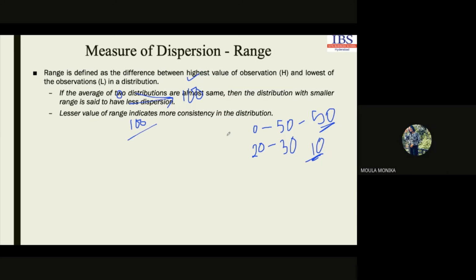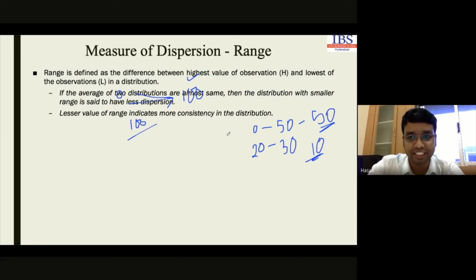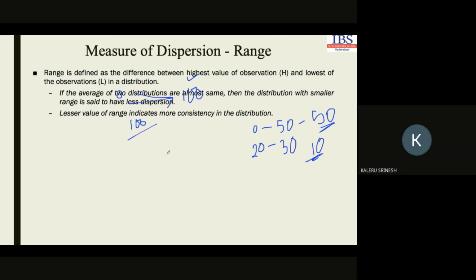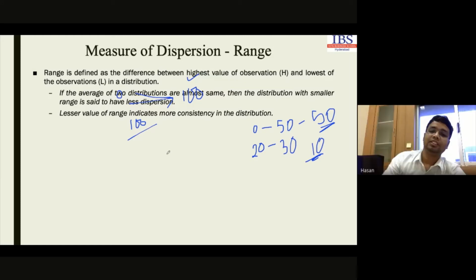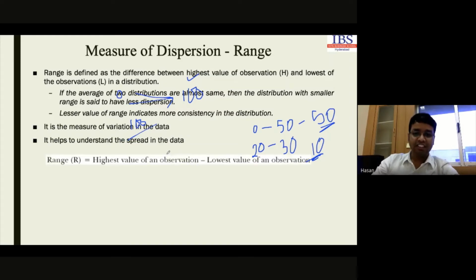Are you listening to me, everyone? Okay, so this is our range. The formula for range is the highest value of the observations minus the lowest value. So if we consider this one, then 50 minus 0 will be the range.